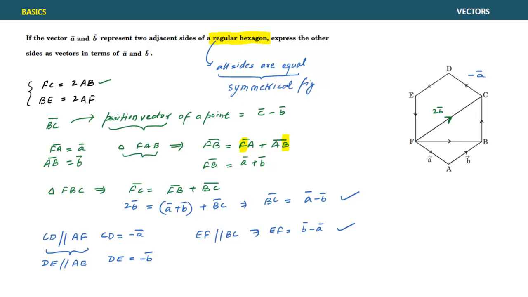The purpose of taking this particular problem was to highlight what you mean by a regular hexagon, what the symmetry is all about. So remember these formulas that FC is equal to 2AB, that is the major middle. In fact, you can also see here that FC divides this regular hexagon into two equal areas, right? This is also the way of understanding this. Another thing is that the sides are also parallel, so this CD here will be parallel to your AF, something like this. All right, so opposite sides will be parallel.